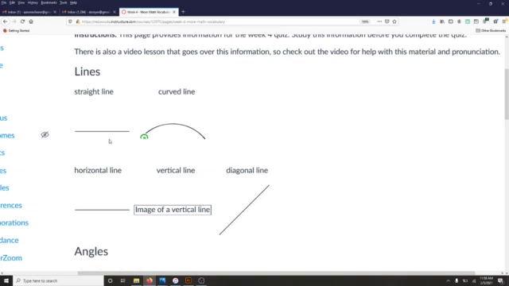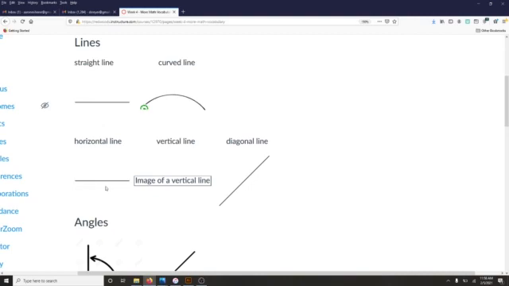So straight line, curved line. Here is a horizontal line. And we get the word horizon. If you know what the horizon is, the word horizon is related to the horizontal line. If you don't know horizon, you should look it up. See what you find.